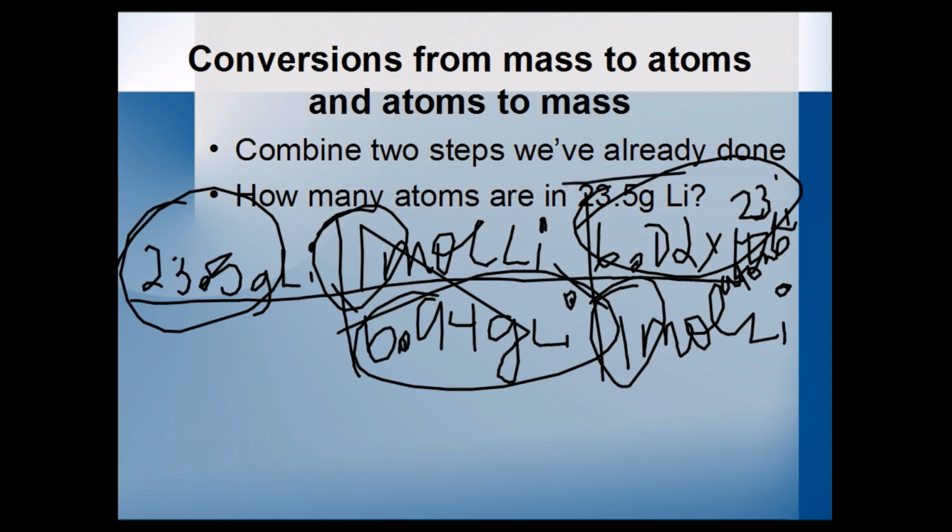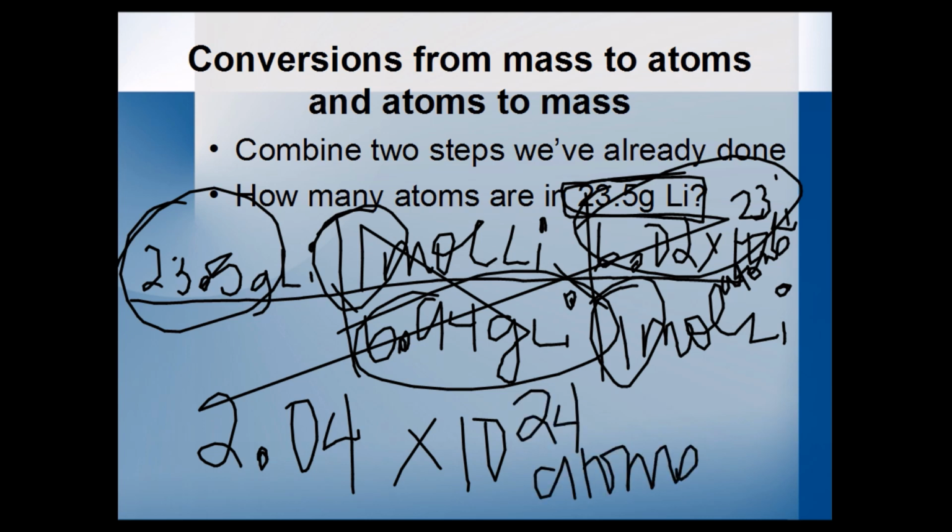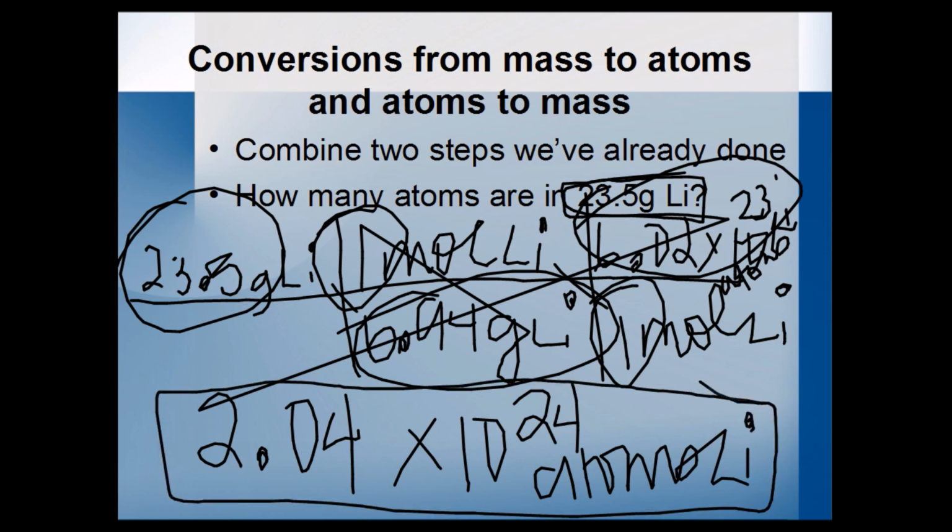So what do I get? Now I'm going to have 3 digits in my answer because they gave me 3 digits. So 2.04, I'm rounding up because it was 3/8, times 10 to the 24th atoms of lithium. If you are talking about atoms, you would expect your number to be times 10 something. Okay, that would make sense.